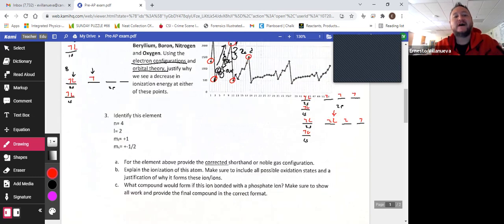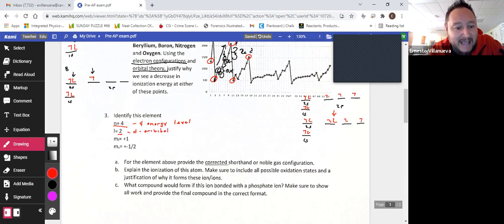All right, identify this element. This already tells me it's going to be in the 4th energy level. I can see that because of the 2, it's going to be in the d block. So this is the 4th energy level. Remember, guys, go by energy levels and not periods. Certain periods exhibit several energy levels, so you need to understand which energy level you're working with. This tells me that it's a d orbital element.